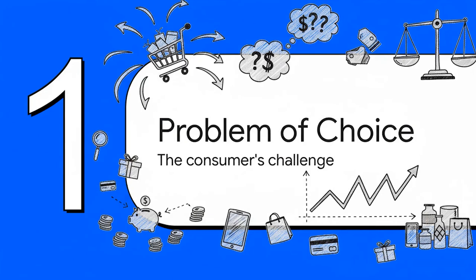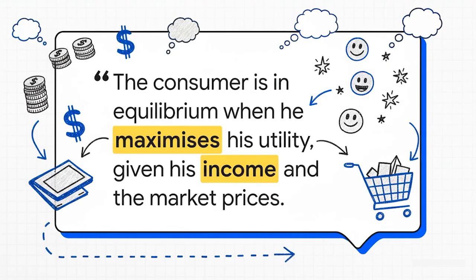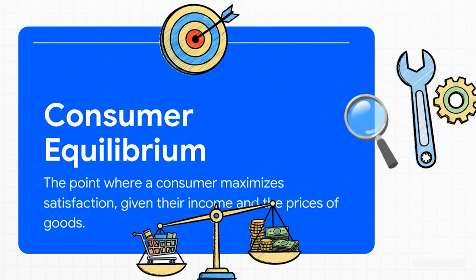All right, so let's dive into our first section. We're going to define the ultimate goal for any of us when we're trying to navigate this world of endless options. This quote really nails it, but what does it mean in plain English? Well, it's all about getting the most happiness, or what economists call utility, that you possibly can with the cash you have on hand. So this perfect point, this sweet spot of maximum satisfaction, is what economists call consumer equilibrium. And to figure out how to find it, we're going to need two key tools from the economist's toolkit.